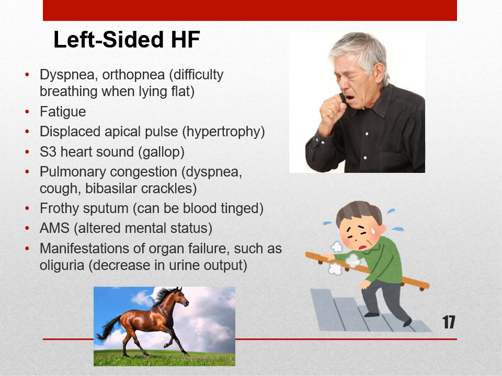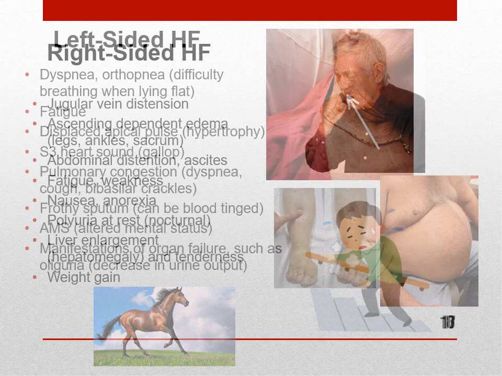Remember too that the left side feeds the whole body. So if the aorta is not pumping significantly, that means you're going to decrease perfusion to the organs. And so therefore you could have decreased urine output, and that could lead to oliguria. So left-sided failure, the backup is to the lungs. Hence the pulmonary congestion, everything lung-related, as well as oxygenation to the whole body, because that's what the left side does, sends oxygenated blood to the body.